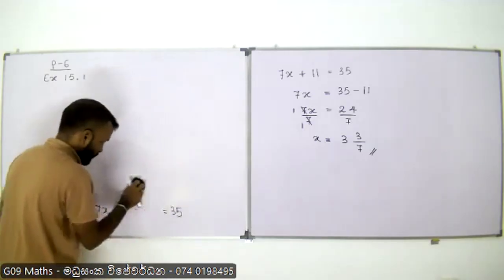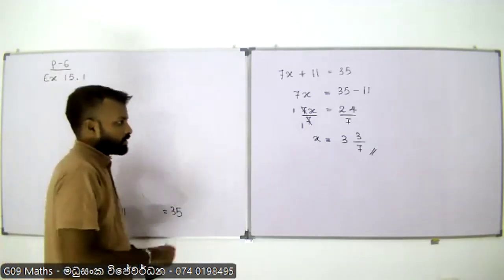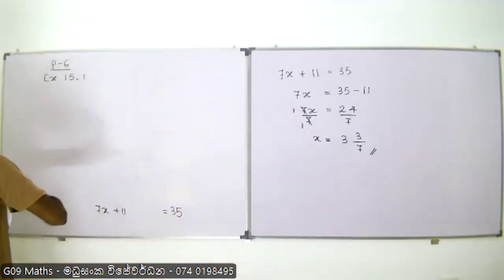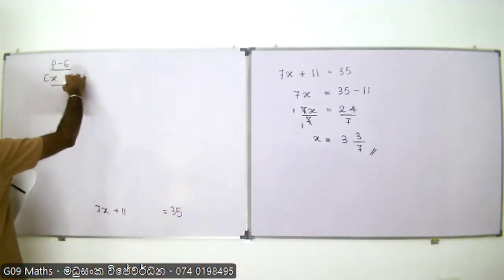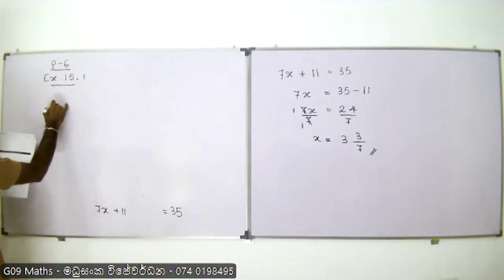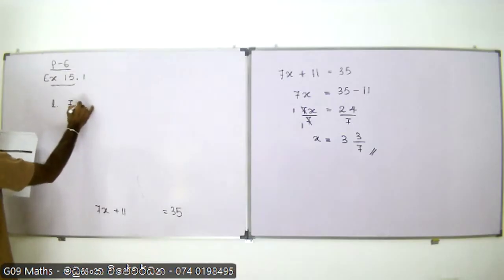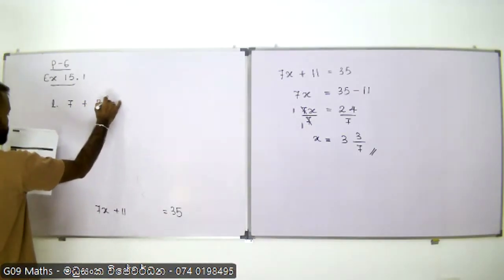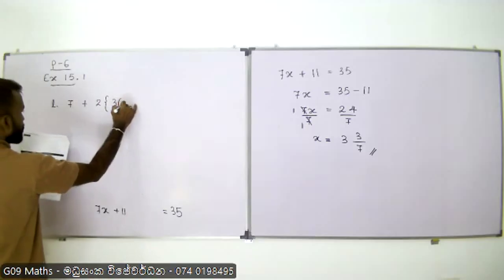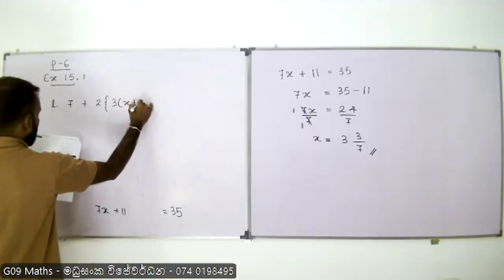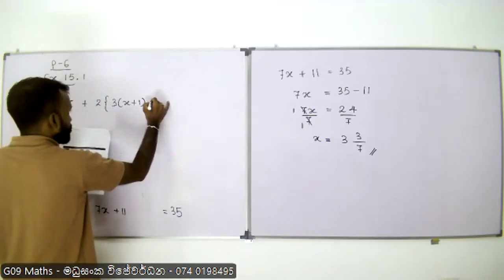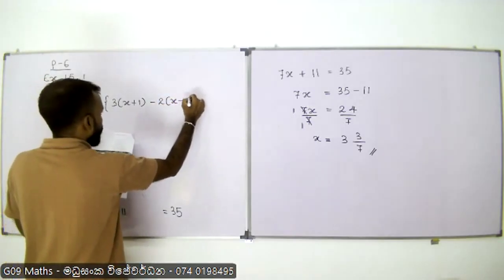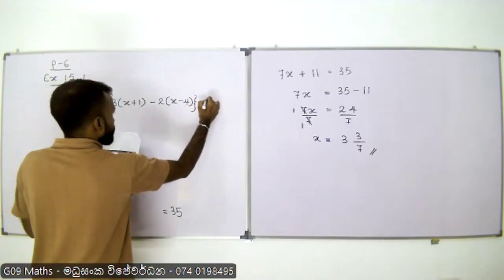Right? Right. So I think you have done right in this, but I will keep it here, right? Last one, part L. So it is somewhat big like the previous one. 2 times curly bracket, 3 times x plus 1 minus 2 times x minus 4, curly bracket equals 33.